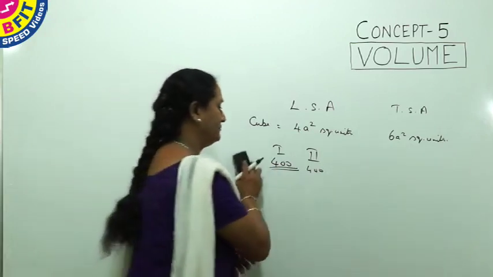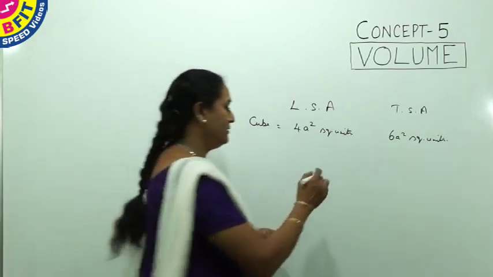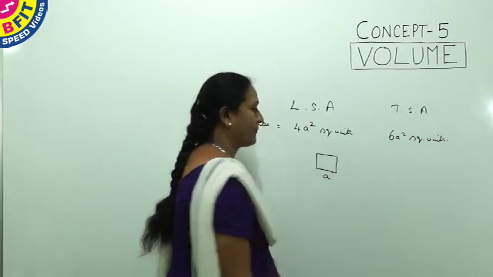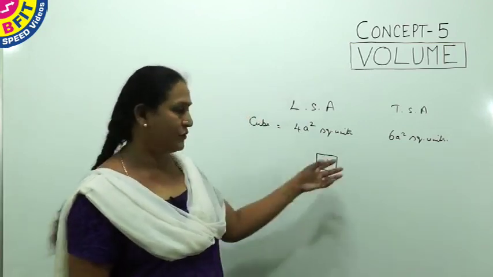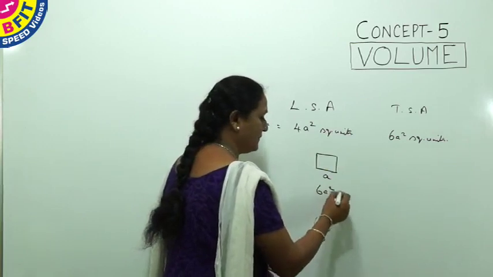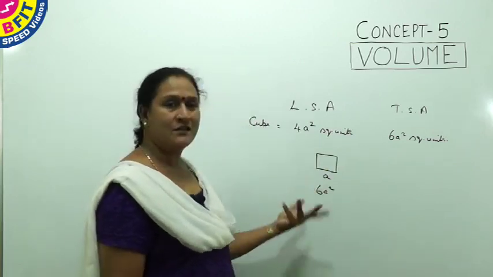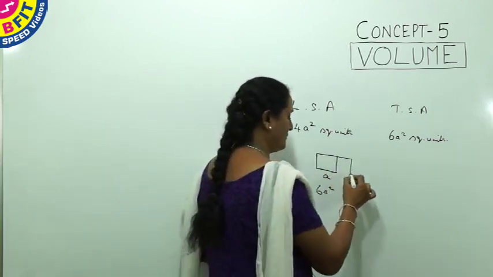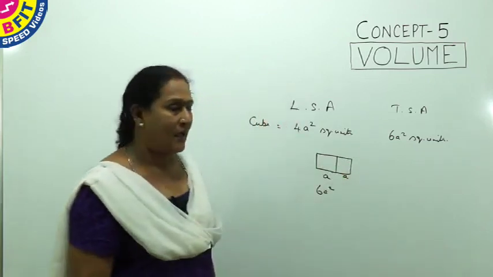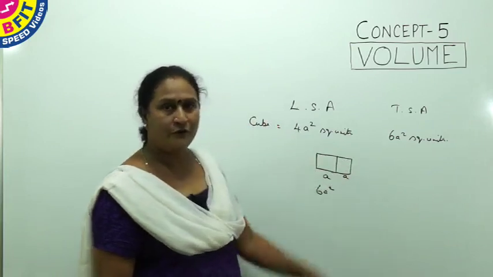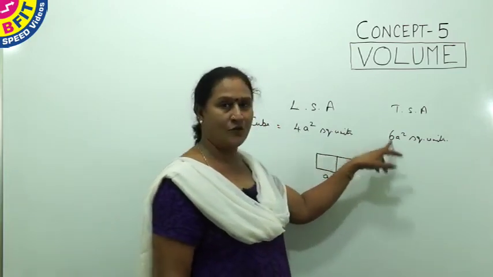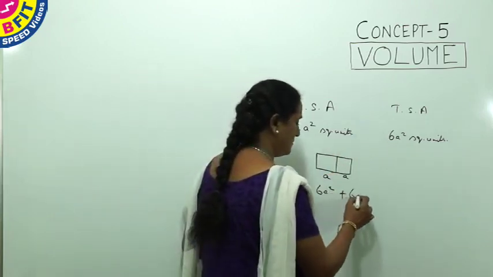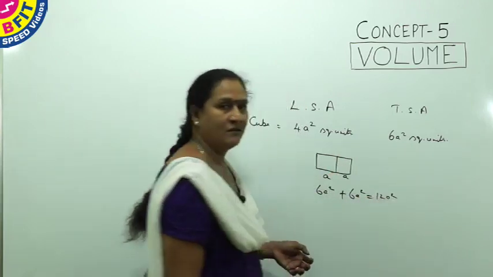Suppose we are joining cubes whose side is a. What is the total surface area of the cube? It is 6a square. So for a cube of side a, the total surface area is 6a square. When you join 2 such cubes of the same side a, what will be the total surface area of the cuboid formed? The total surface area of 1 cube is 6a square. If 2 cubes are joined, is the answer 12a square? Is it correct?